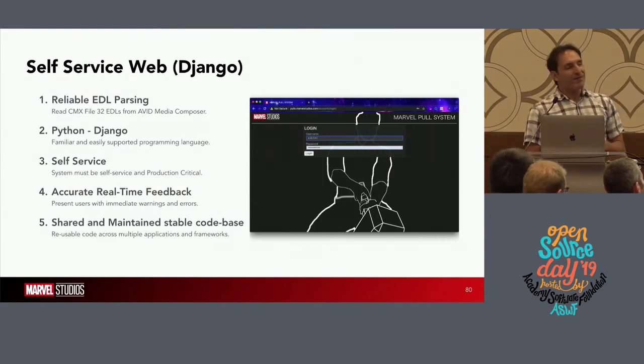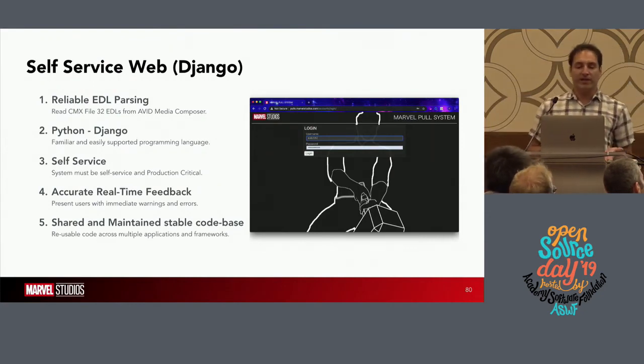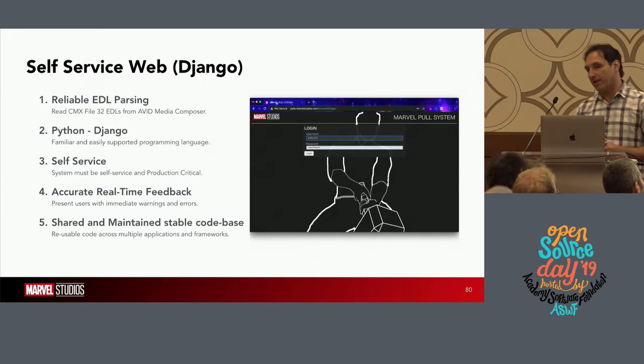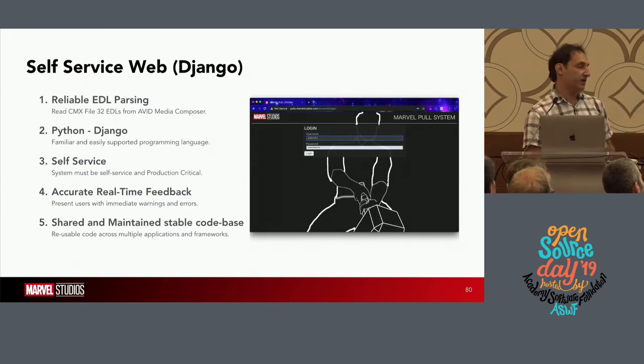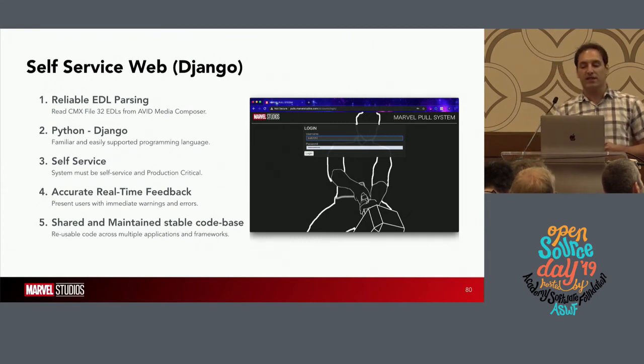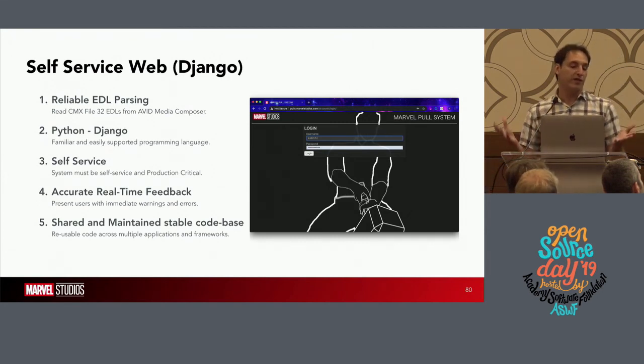What OTIO provided us was a reliable EDL parsing mechanism. Our method of handing over for DI is using the traditional CMX 3600 EDL as a standard. Since it's in Python, it made it easy for us to do Django development there. It's self-service.